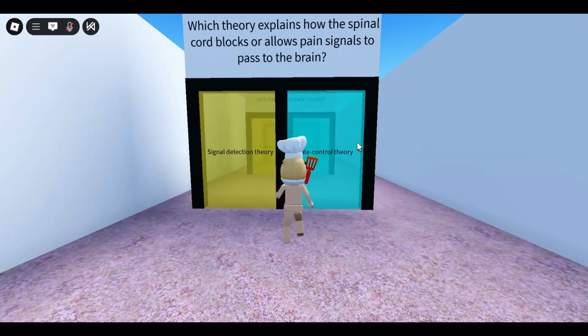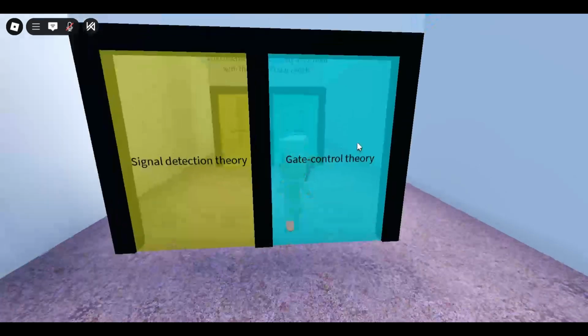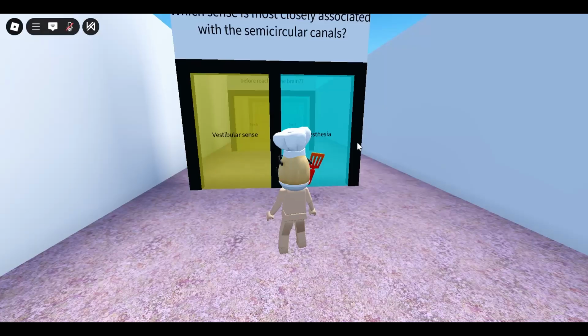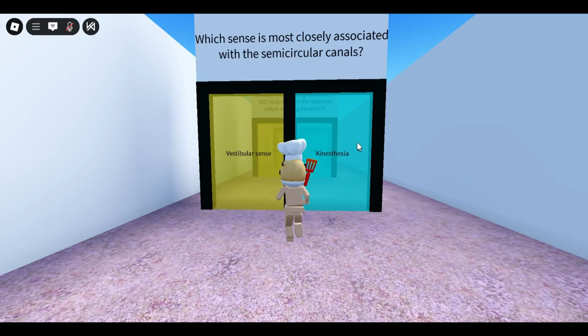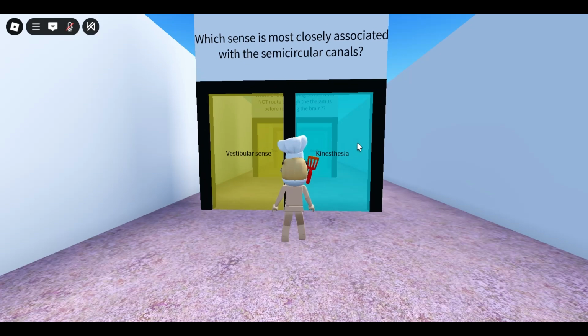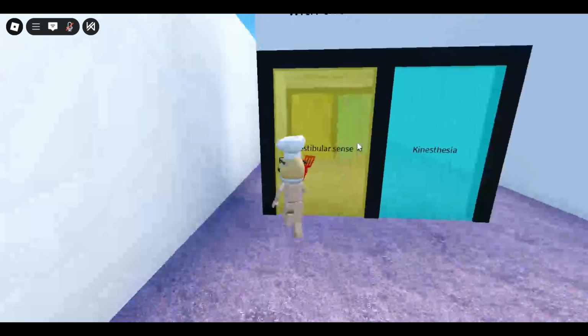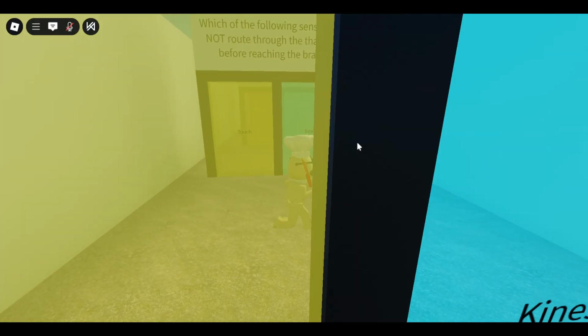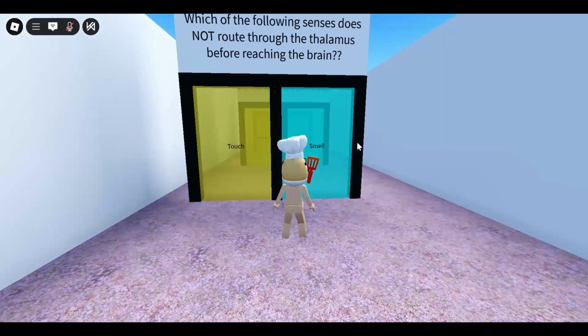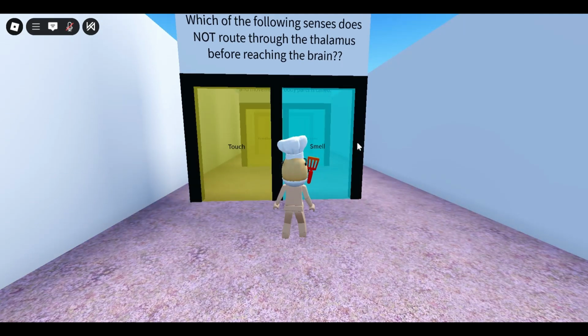the disorders. And then which theory explains how the spinal cord blocks or allows pain signals to pass the brain? That would be the gate control theory. Vestibular sense is most closely associated with semicircular canals. And only smell does not route through the thalamus.